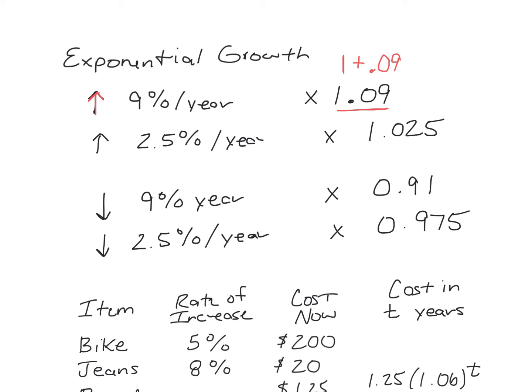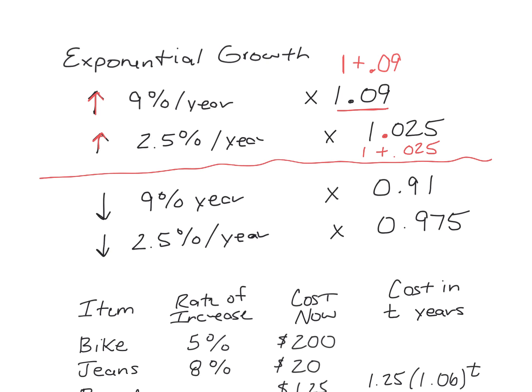So it's basically, if I have something worth $500, it'd be worth $500 plus 9% of $500. If I'm increasing by 2.5% per year, I'm going to multiply by 1.025, which is 1 plus 0.025. Changing that percent to decimal 2 places to the left.